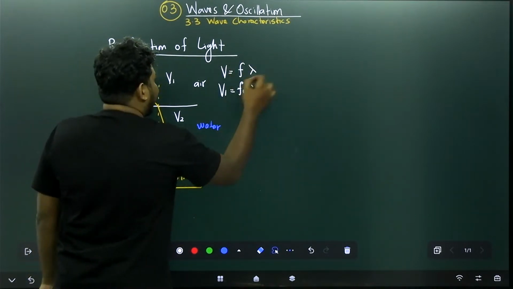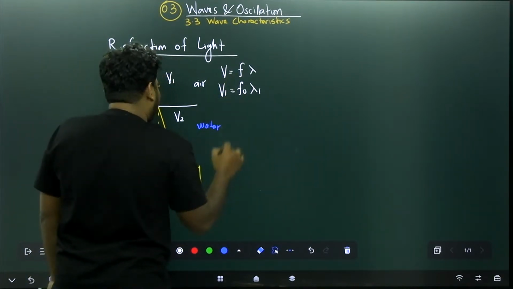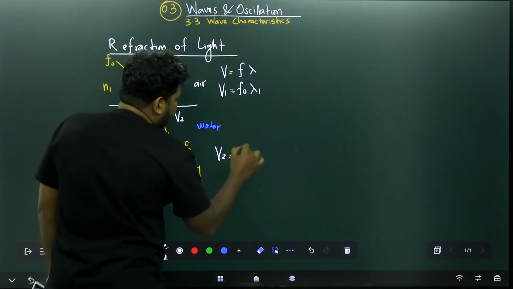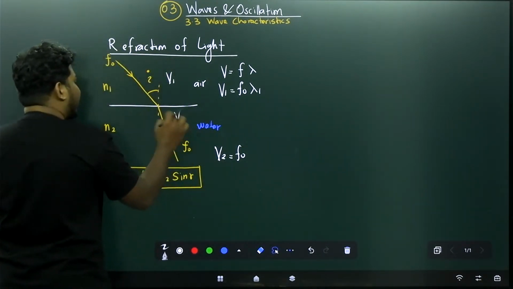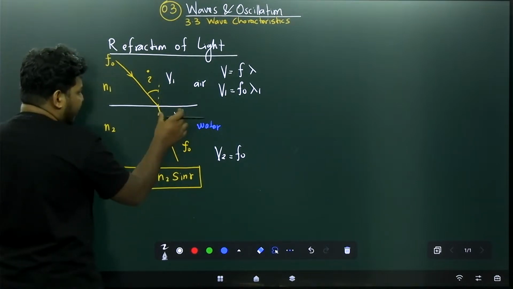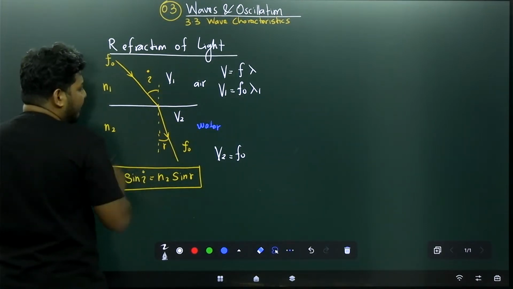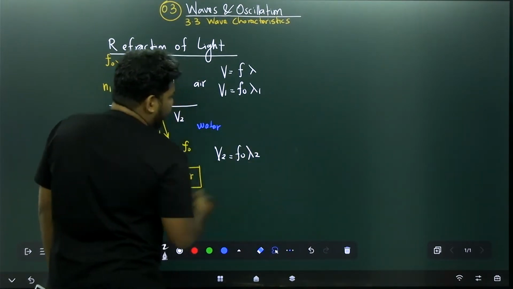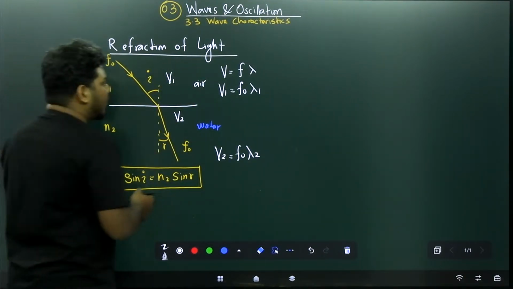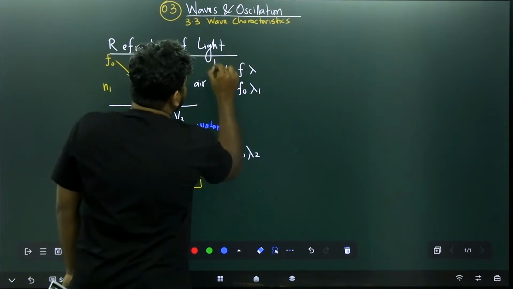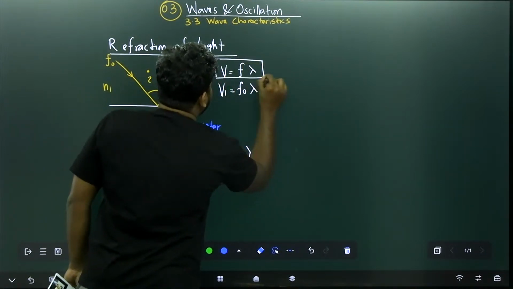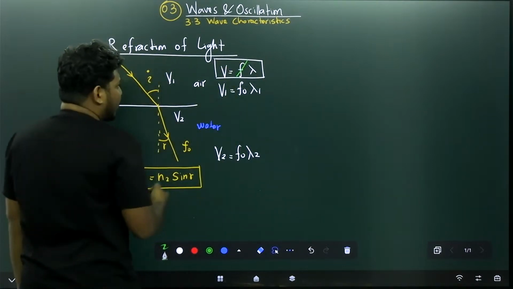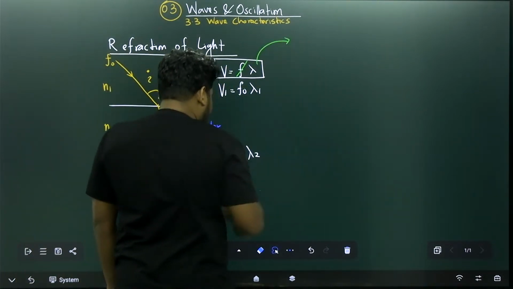So when I apply the V is equal to F lambda equation for this ray, how can we write it? V2 is equal to F naught, V2 is the velocity of the light. It will be changed because the medium is changing. That's the reason. So V2 is equal to F naught lambda 2. So when refraction is happening, you should remember that frequency is constant.